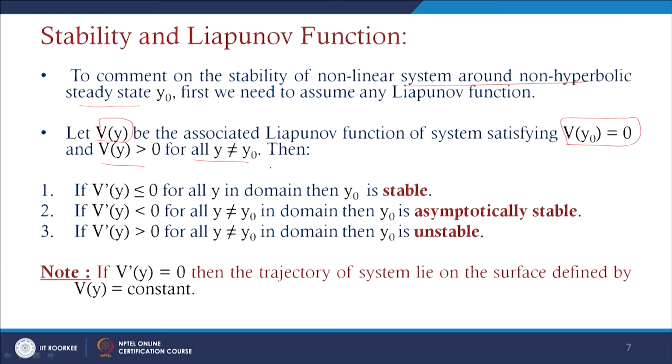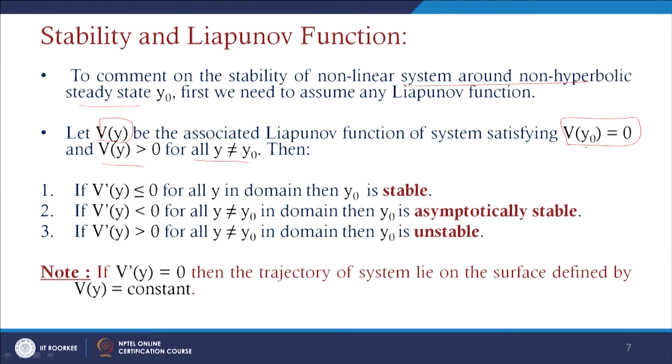Then if we are just assuming these conditions, based on this differentiation we can assume whether the system is stable, unstable, or asymptotically stable. So, if we are assuming this function V(y) as the Lyapunov function here, the first condition is that V(y0) = 0 and V(y) > 0 for all y not equal to y0.